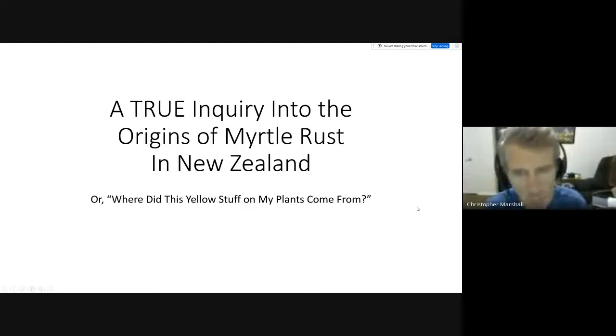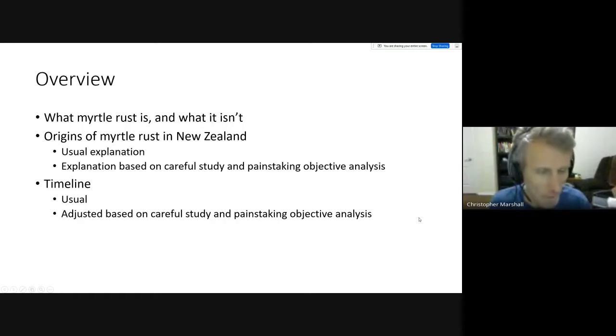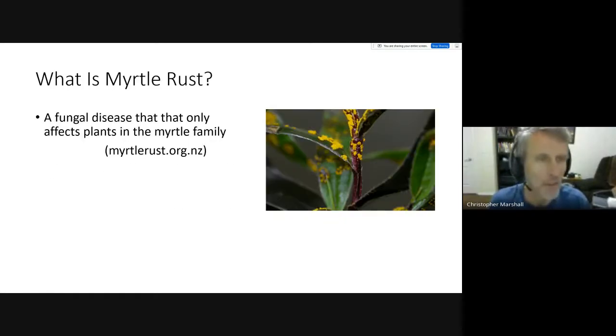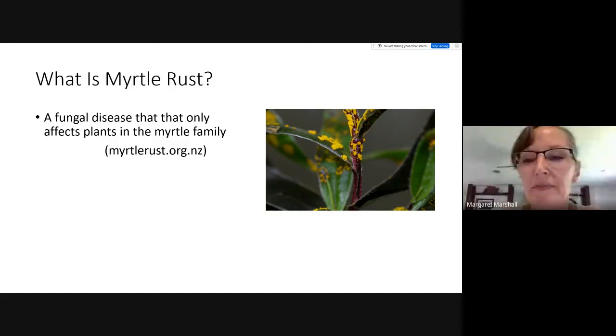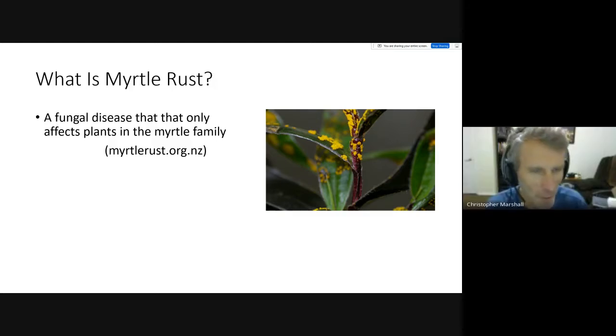Okay. A true inquiry into the origins of myrtle rust in New Zealand, or where did this yellow stuff on my plants come from? Overview, we already went through. So what is myrtle rust? A fungal disease. Oh, I took the double that out and it's still there. That's okay, big fella. All right. Double this, double that. A fungal disease that only affects plants in the myrtle family.